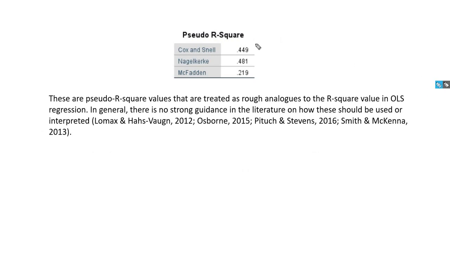Next, we have the pseudo-R-square values. We've got Cox and Snell, Nagelkerke, and McFadden's. In general, there's not any real strong guidance in the literature on how these should be used or interpreted, so I would interpret these with caution.